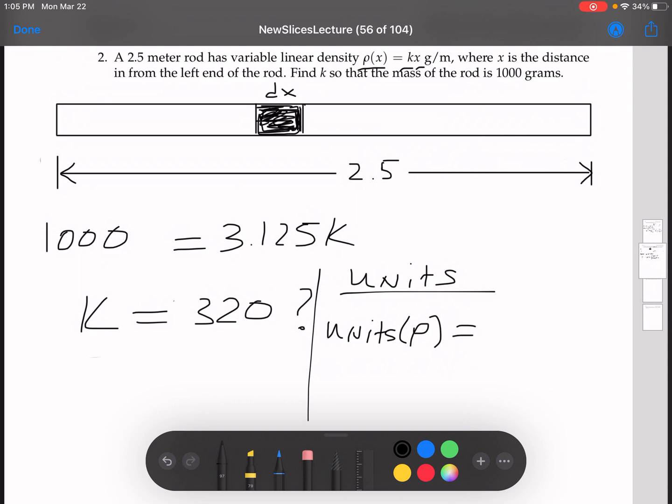So the units for rho is equal to the units for k times the units for x. Now the units for rho are grams per meter. Now units for k, that's what we're trying to figure out, right? Because we found k here, we need to find the units.